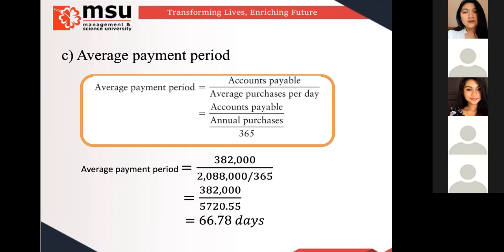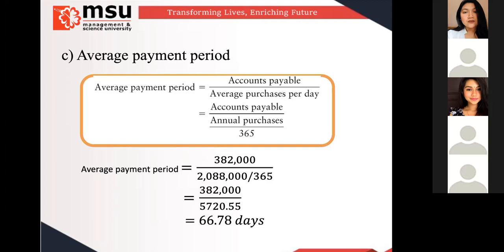Usually average payment period will be longer compared to average collection period because the company needs to get the cash from the client first. Using that money, they will then be able to pay their supplier. If the company does not have enough cash, how can it pay its supplier? That's why average payment period is usually a bit longer than average collection period.